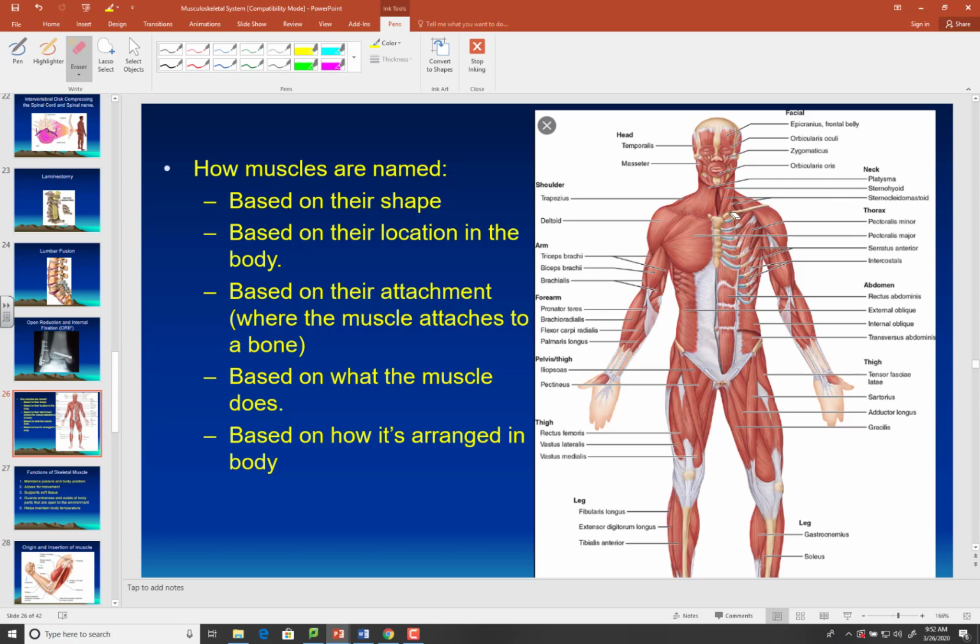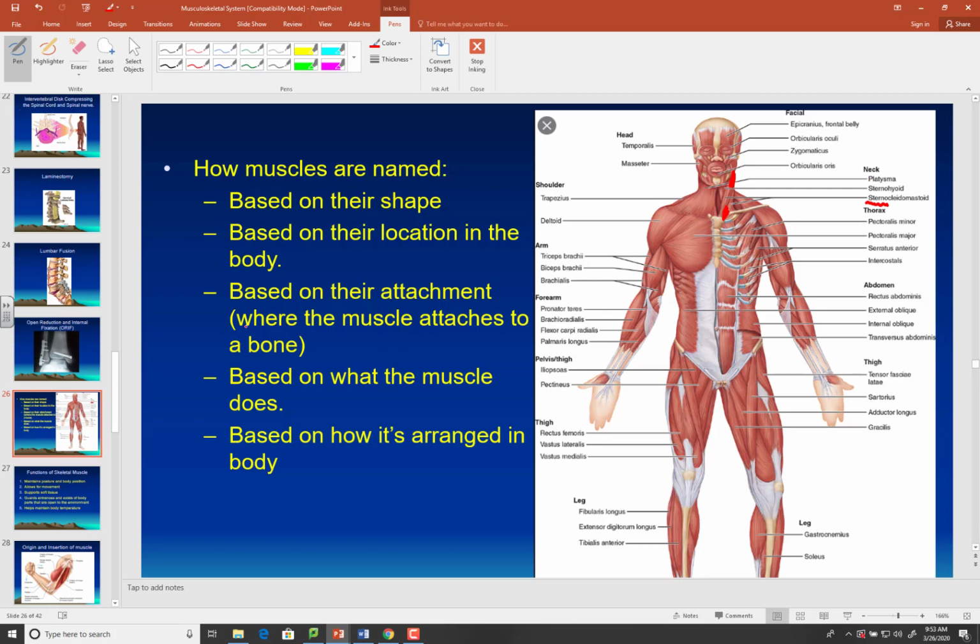So a good example would be the sternocleidomastoid muscle. It's connected to the sternum, the clavicle, and the mastoid bone of the skull. And always remember that the first muscle that's named in a muscle name is the origin of the muscle. More on that later.